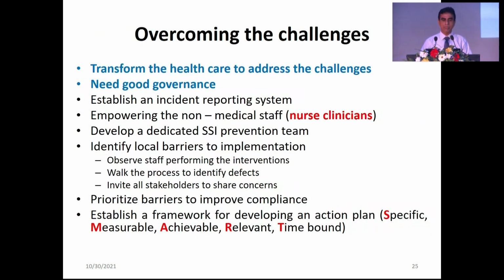We have to transform healthcare to address the challenges, as this year's theme says. That is very, very important. As yesterday the guest of honor and the chief guest mentioned, we need good governance, and we have to establish an incident reporting system empowering the non-medical staff.